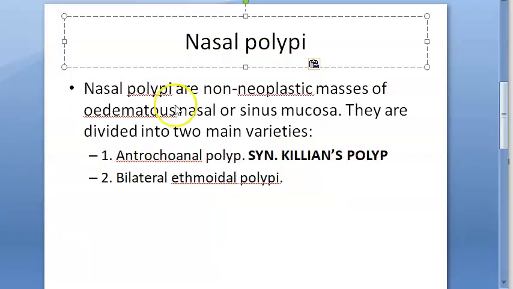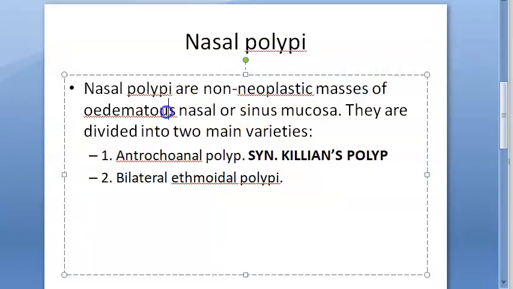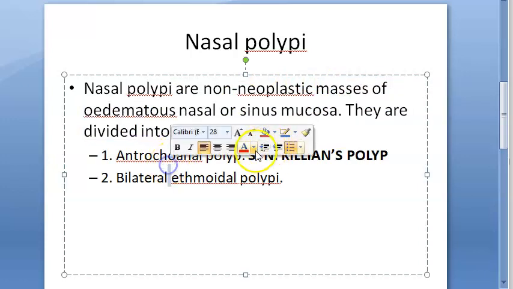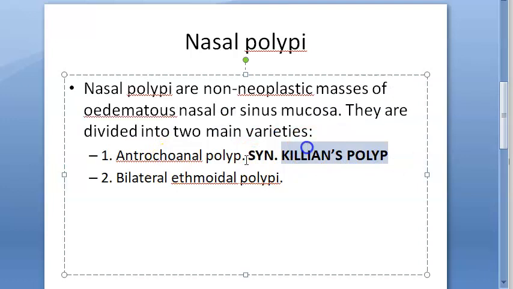What are nasal polypi? These are non-neoplastic masses that are edematous mucosa, that's it. They are masses of edematous nasal or sinus mucosa. So you have two types here, antrochoanal polyp, which is also called Killian's polyp, and then you have bilateral ethmoidal polyp. They're saying it's bilateral because it's usually a bilateral condition from the ethmoidal sinus, so ethmoidal polyp.